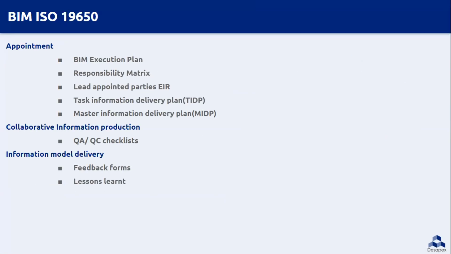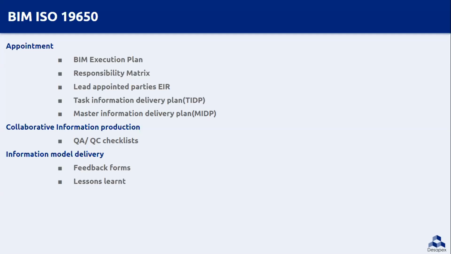So the BIM execution plan, which was submitted as a tender response, is now updated, and this becomes the BIM execution plan for the project based on the client response. The information like responsibility matrix, task information delivery plan, and master information delivery plan are prepared. So task information delivery plan is a document which specifies delivery dates of a specific task team. And MIDP is a combination of TIDPs of all the teams. We can call it a master schedule.